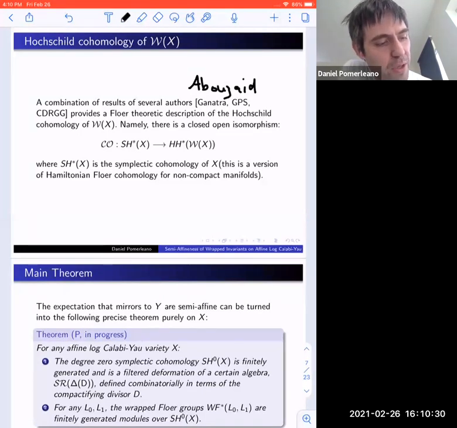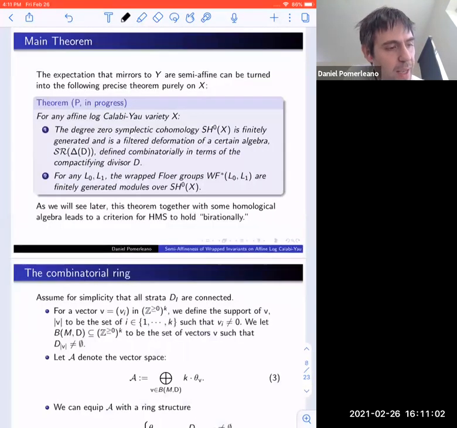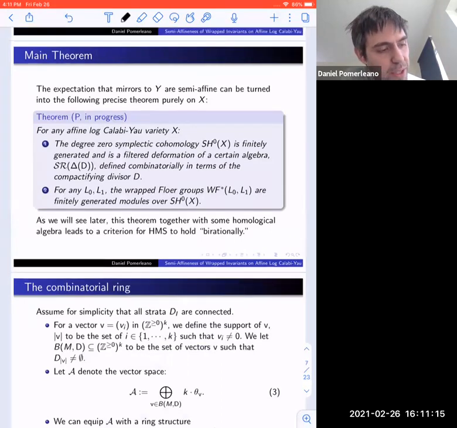So there's a closed-open map, defined by Abouzaid, which was shown by all these other people to be an isomorphism for any affine variety, where SH star of X is the so-called symplectic cohomology of X. This is some version of Hamiltonian Floer cohomology for non-compact manifolds that I'll discuss a little later in the talk, or at least I'll give some feeling for what it is. And so the expectation that mirrors to Y are semi-affine is turned into this categorical language.